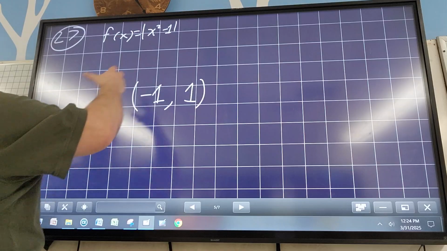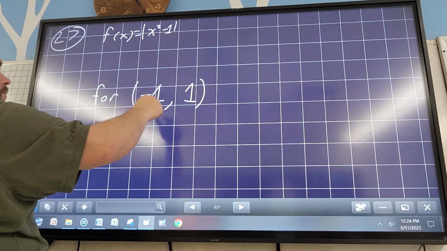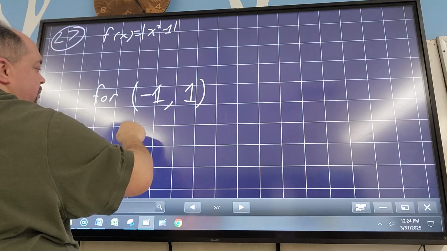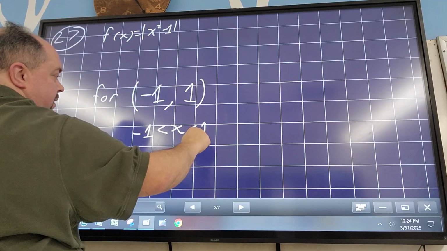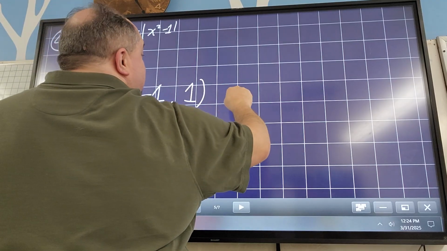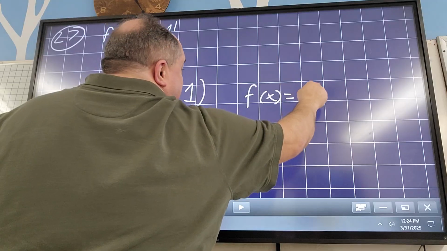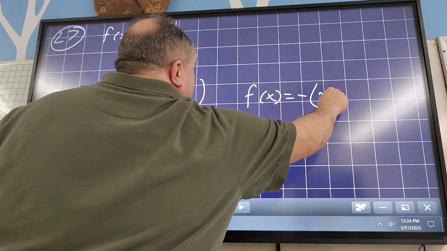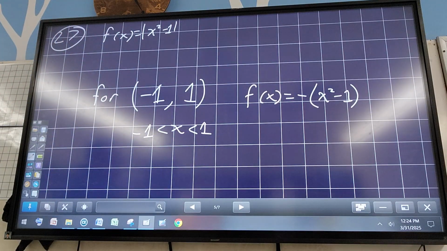So during that domain, some people would write it as negative 1 less than x less than 1. Either way, I don't care. For that happening, f of x is equal to negative x squared minus 1, which all that's going to do is make it positive. For everywhere else, it's just x squared minus 1.